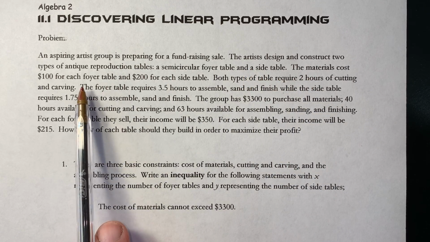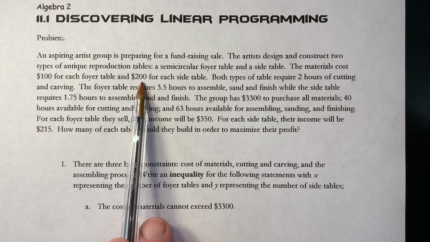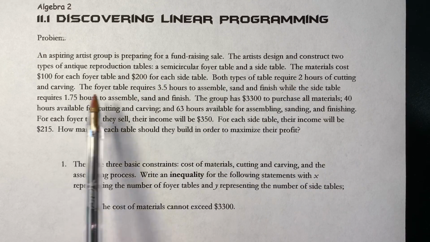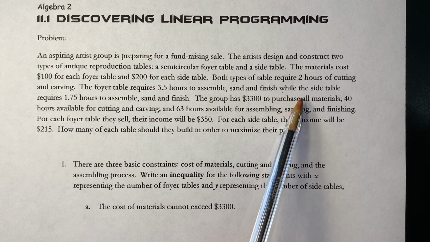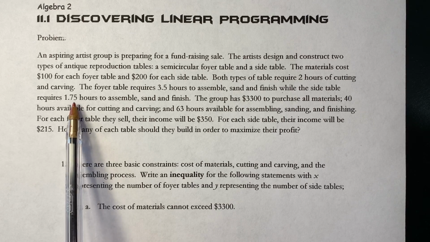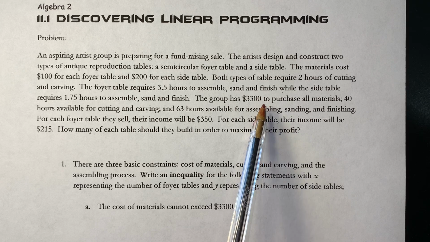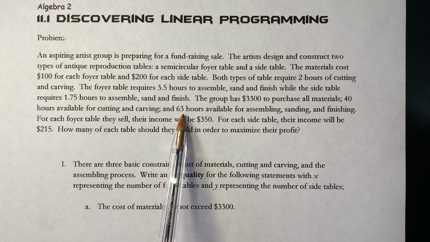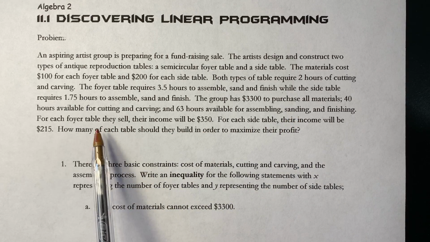For materials, foyer tables will cost $100 in materials, side tables $200. Both types of tables take 2 hours for cutting and carving. The foyer table takes 3 hours to assemble, sand, and finish. The side table takes 1.7 hours to assemble, sand, and finish. The group has $3,300 to purchase materials. They've got 40 hours available for cutting and carving and 63 hours available for assembling, sanding, and finishing.